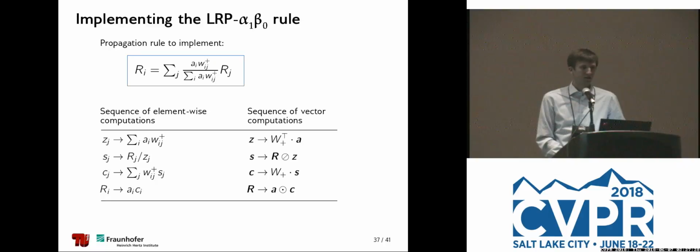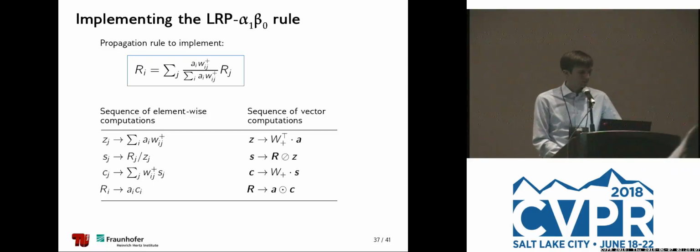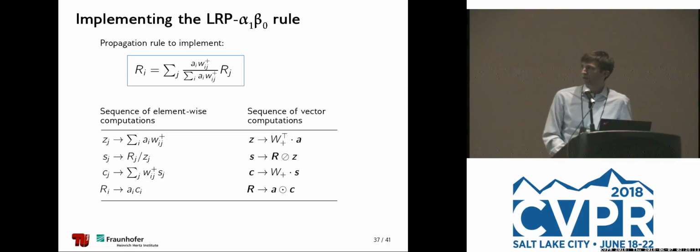Because either we can run for loops in all the sums, but typically when we want to explain something like AlexNet or GoogleNet, it will take a lot of time. So first, what we can observe is that this propagation rule can be broken down into four different steps. First, you compute some weighted activation summed up. Then you take the relevance and use this weighted activation to normalize. You produce some quantity S. Then you run a backward pass and you get some C_i. And then you multiply by the activation. And all this equation can actually be written in vector form, as a sequence of matrix multiplications and element-wise multiplications or divisions.